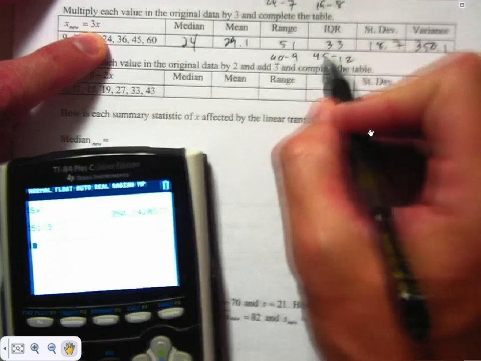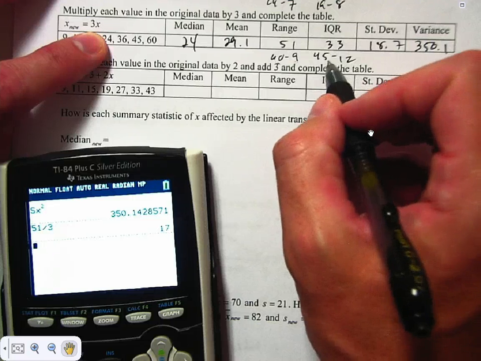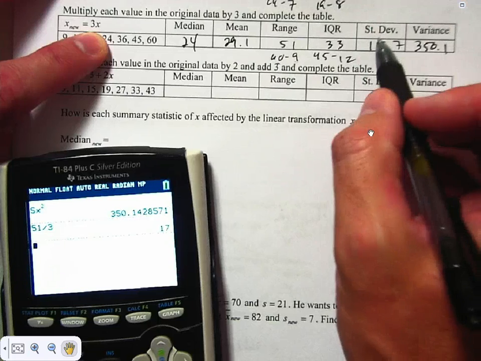IQR is the same. The Q3 and Q1 changed by a factor of 3, but also the distance apart went up by a factor of 3. Standard deviation was the same thing.